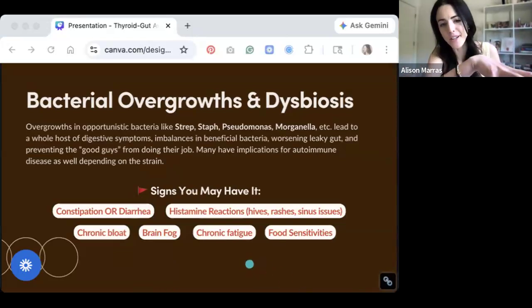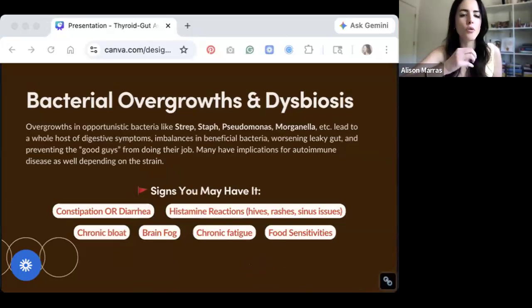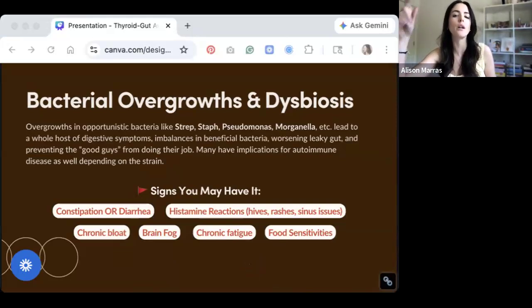Okay, so these are the signs you may have it. It's pretty much like a lot of what we've gone through, but I will also throw in histamine reactions. What's really great is we're able to see certain bacteria that can cause histamine reactions. And so we know, oh, if we kill that, we eradicate that, histamine reactions should subside. It doesn't have to be this forever sentence, okay?